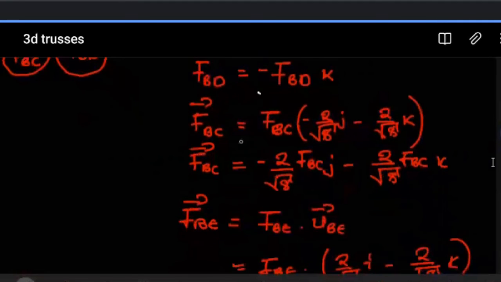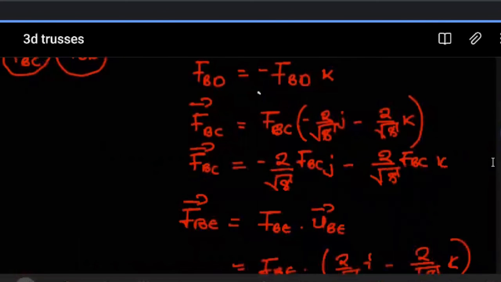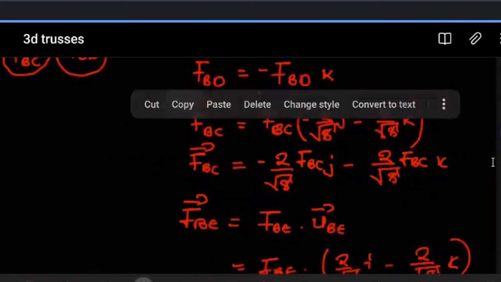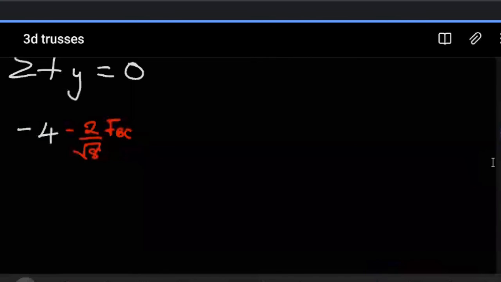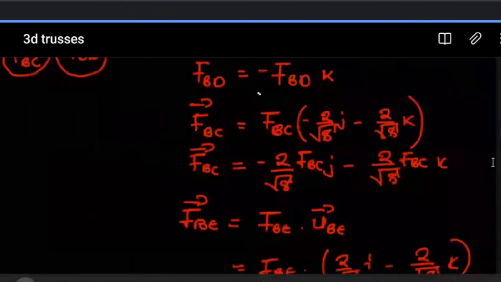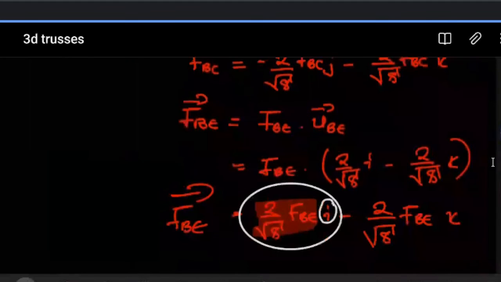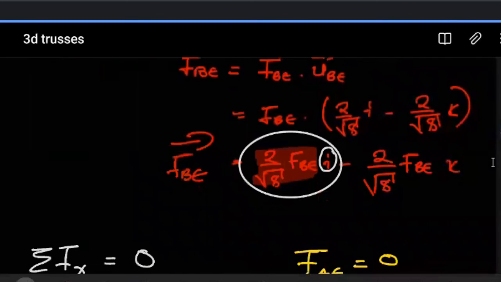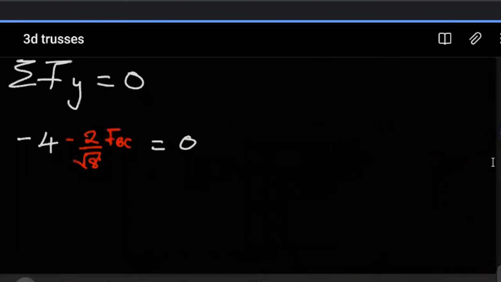So look at this one, FBC. FBC has a y component, and it's this one here that has j there. So we copy the y component and add it to this. So FBC has a y component. What else? I've taken note of FBC and its y component. The only force that is left is FBE. Does it have a y component? It doesn't. It only has an x and a z component. So it looks like I only have two y components, so these two must be equal to 0.